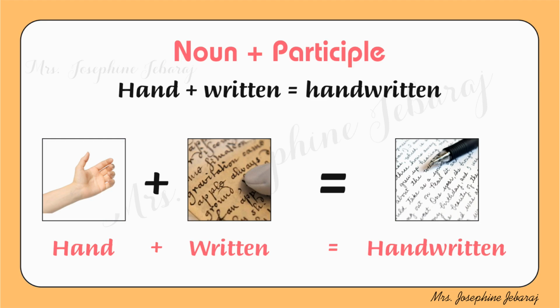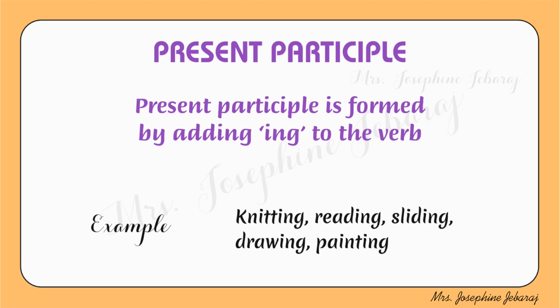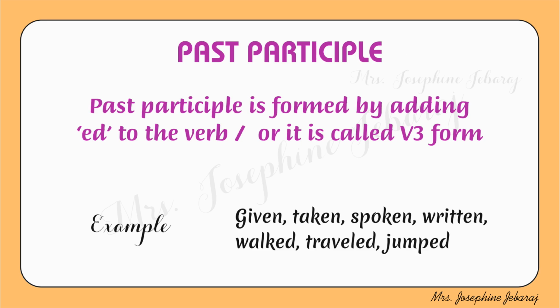Noun plus participle. Students, actually there are two types of participles in English. Number one is the present participle. That is verb plus ing, which is coming, going, eating, all that. And the second is the past participle, which can also be said as the third form of the verb or verb 3. That is taken, eaten, given, made, written, known, all that.